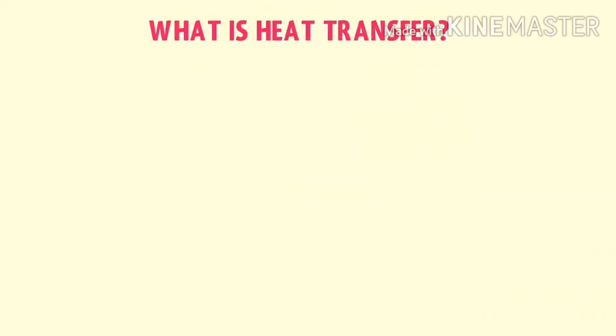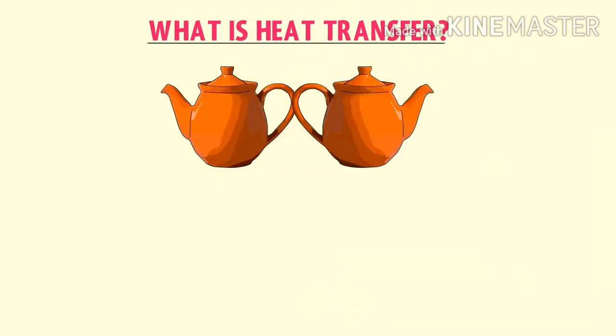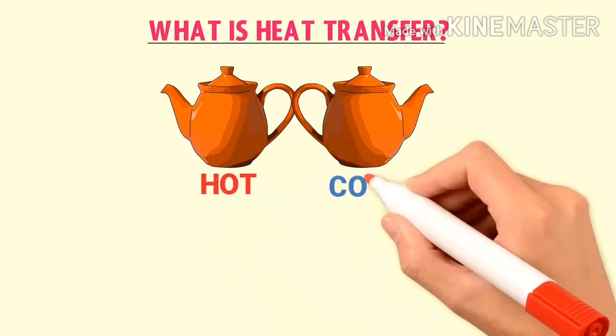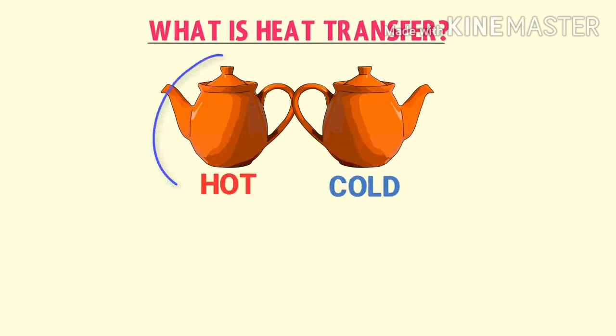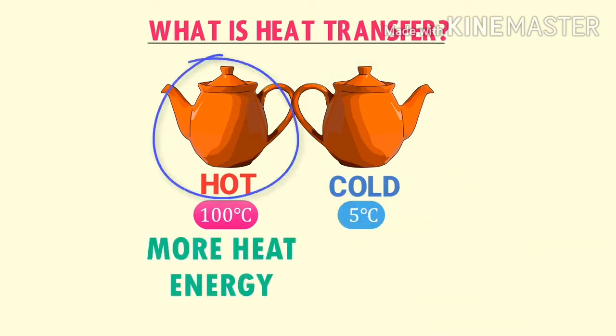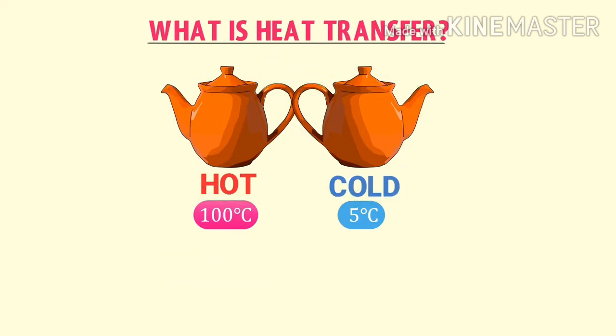Now, what is heat transfer and temperature? Let's consider two objects. Let this object be hot and this object be cold. The temperature of this hot object is 100 degrees centigrade and the temperature of this cold object is 5 degrees centigrade. This hot object possesses more heat energy than this cold object. That is why the temperature of the hot object is higher than the cold object.